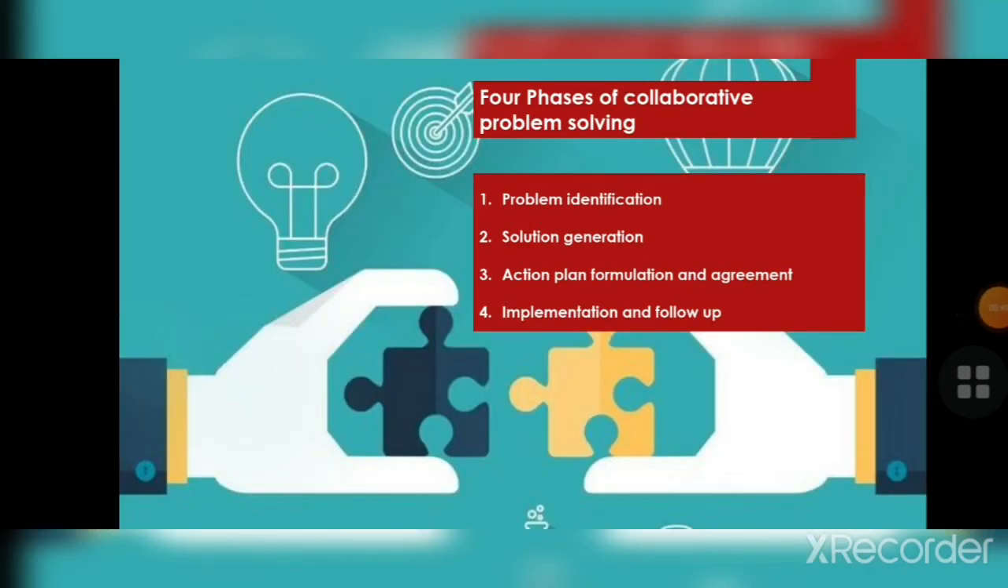Next is the four phases of collaborative problem solving. The first one is problem identification. So, in a collaborative form, both the parties should identify what the problem is. Next is the solution generation. The third one is the action plan formulation and the agreement. And the fourth one is the implementation and the follow up.